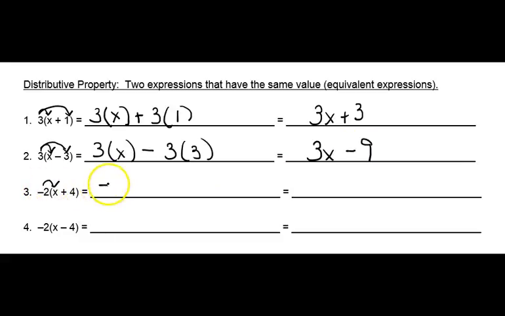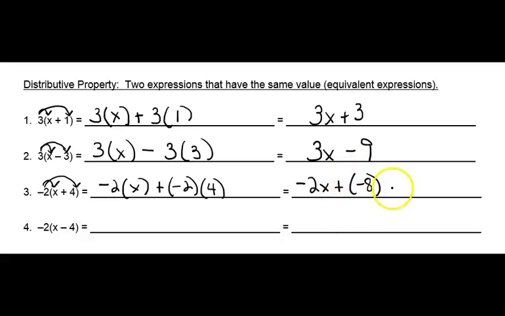Negative 2 times x plus negative 2 times 4. So in standard form or simplified form, that would be negative 2x, and then you can either write plus a negative 8, or remember, adding a negative 8 is the same thing as subtracting 8.